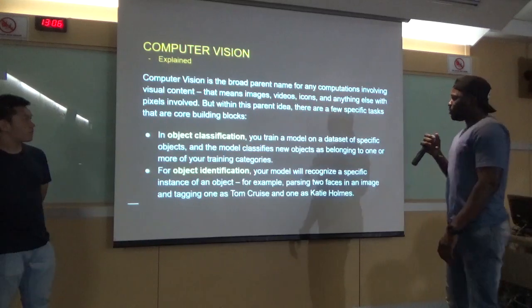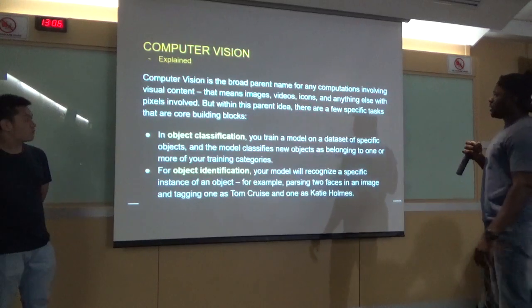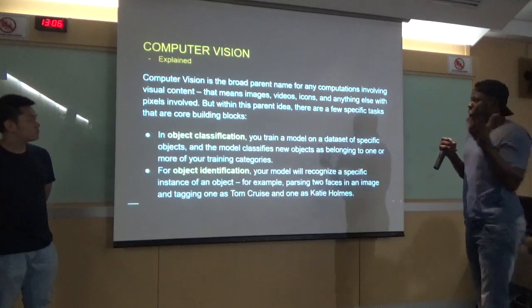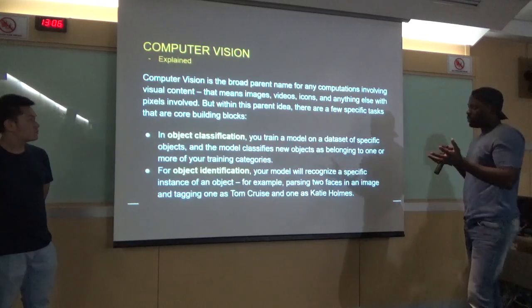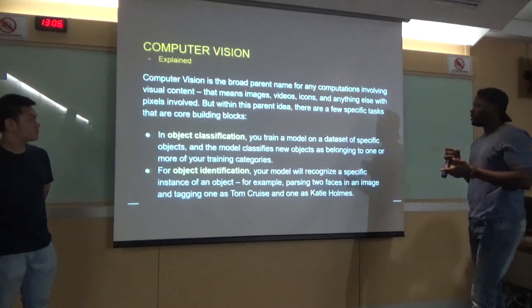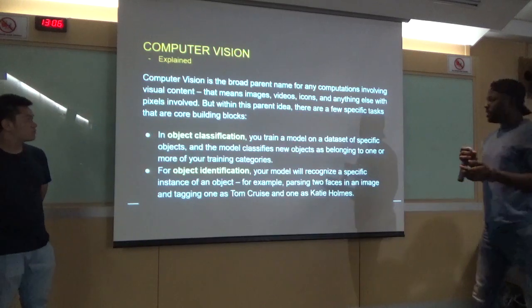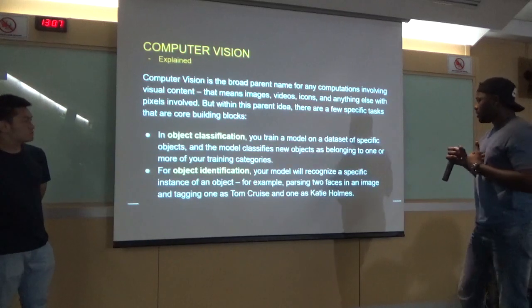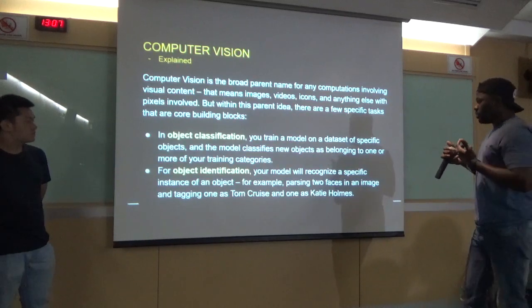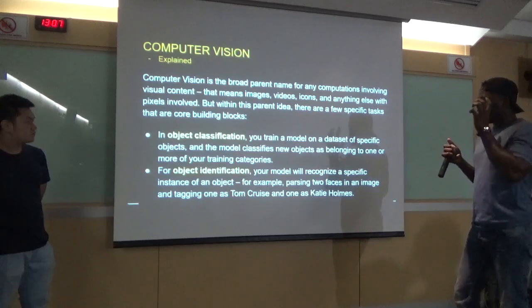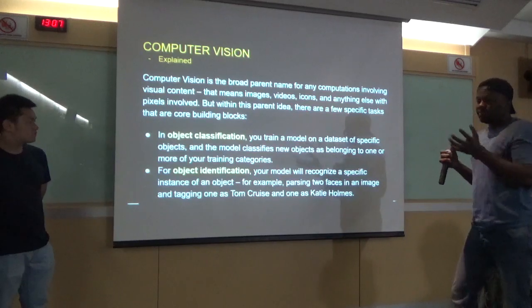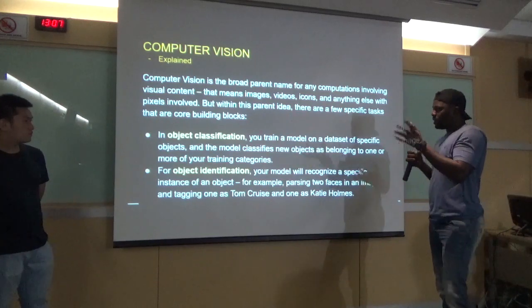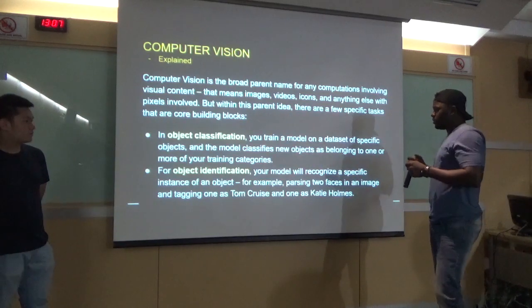Computer vision is a broad parent name for any computation involving visual content. This means how we process visuals from images, videos, icons, etc. In object classification, we train a model on a given data set, and in object identification, after classifying the result, we can identify where that object belongs.